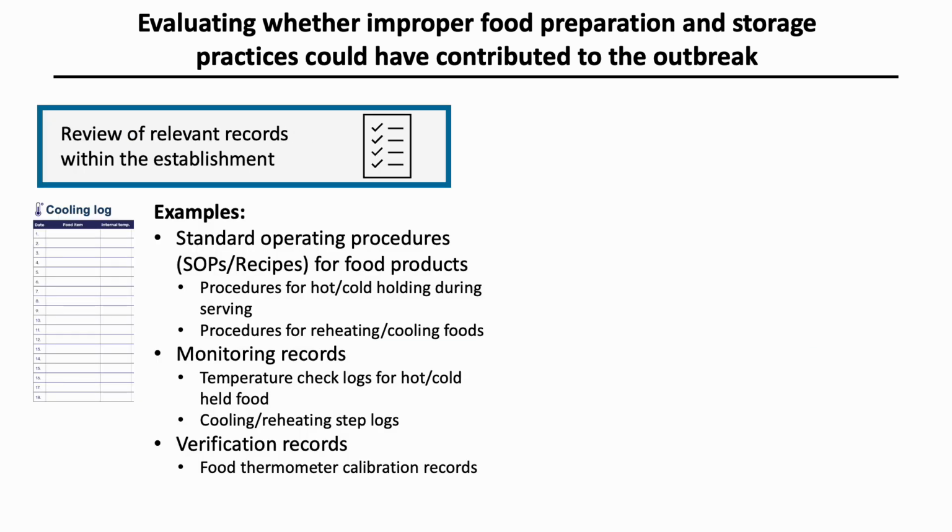Key records from the establishment that environmental health investigators should aim to review can include: 1. Standard operating procedures, such as SOPs or recipes, and 2. Documents where monitoring and verification activities are recorded.